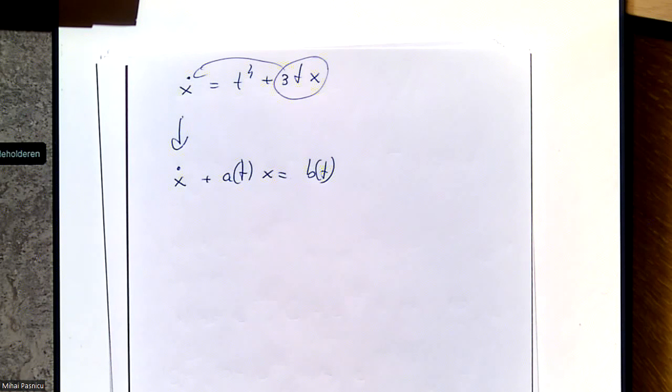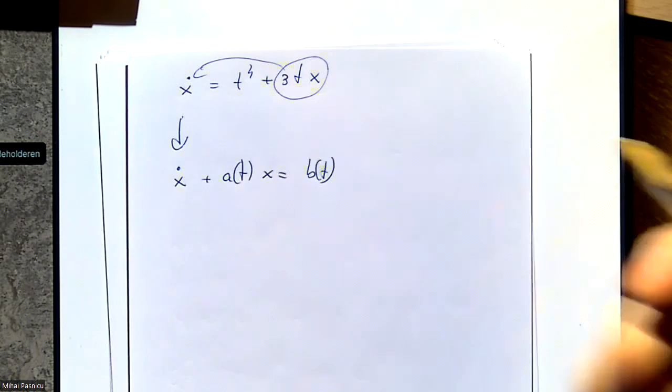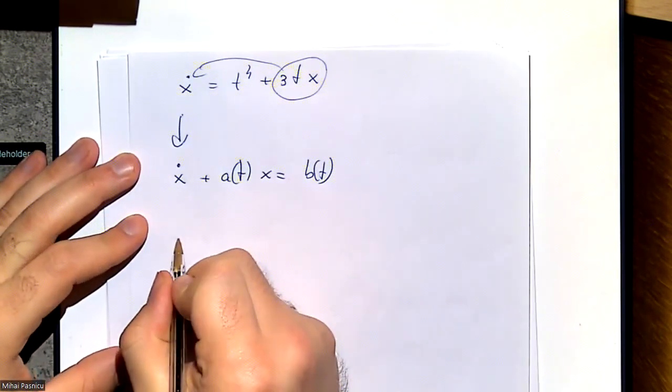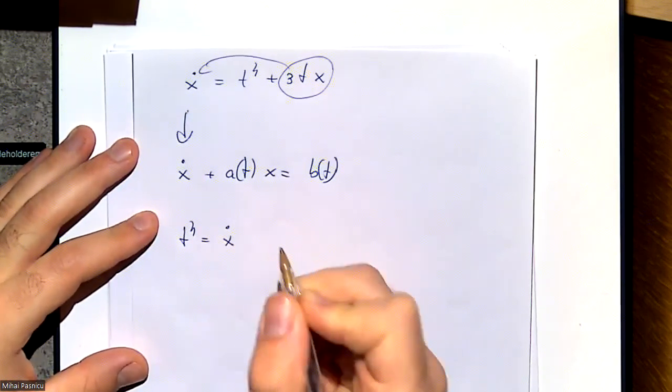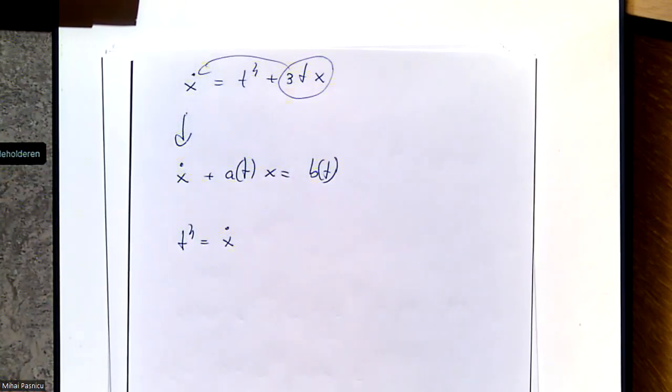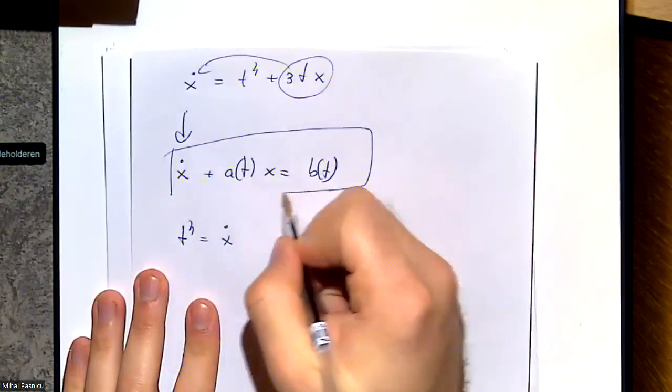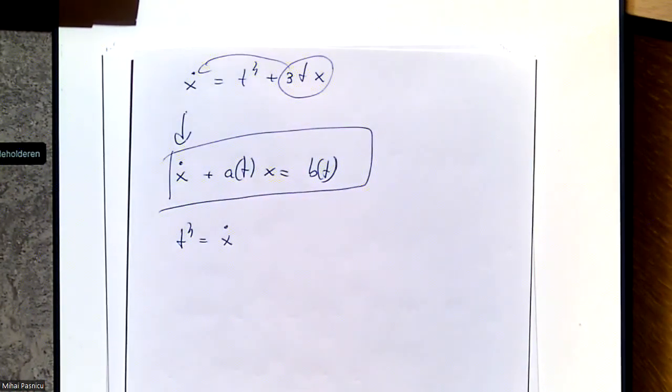So you can imagine I can twist it and swap it however many times I want. I can move the x dot to the other side. I can have t to the 4th is equal to x dot. The idea is just to always bring it to something that looks like this. Once you bring it to something that looks like that, you can identify and you can just apply the formula.